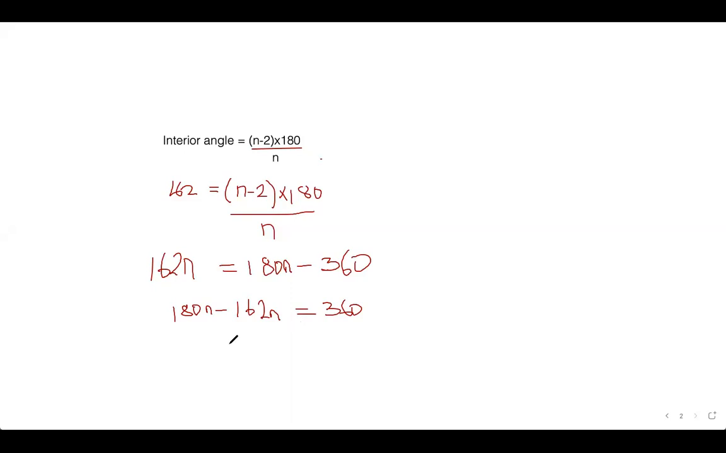I have a more simple method. They've given you the interior angle, and the easier method is, you know that interior plus exterior angle is 180. So you first find the exterior angle, which will be 18 degrees.